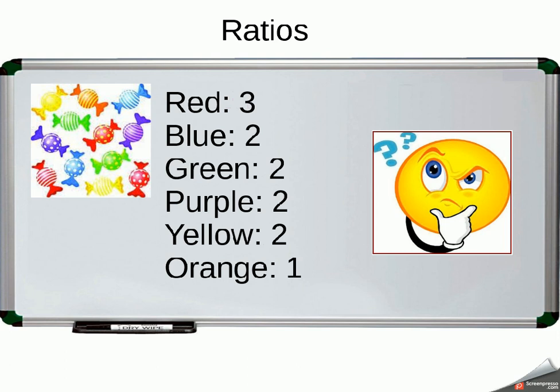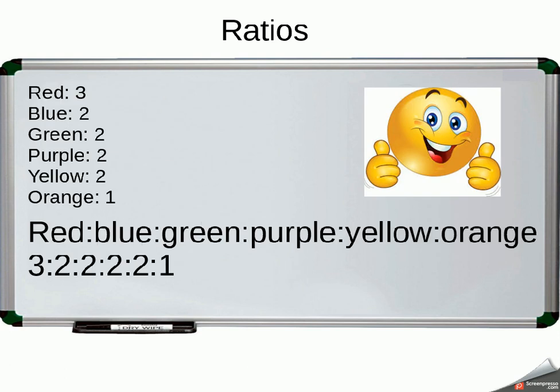So all we've then got to do once we've counted it up is say that, right, in a ratio of red to blue to green to purple to yellow to orange, a lot of colours, there's 3 to 2 to 2 to 2 to 2 to 1. That's simply it. The ratio is how much there is of each one in comparison to the other.